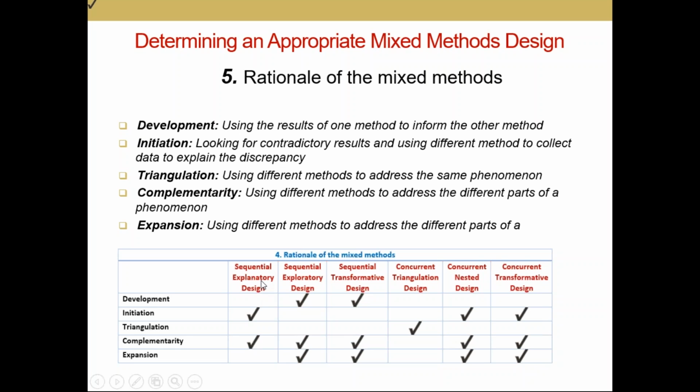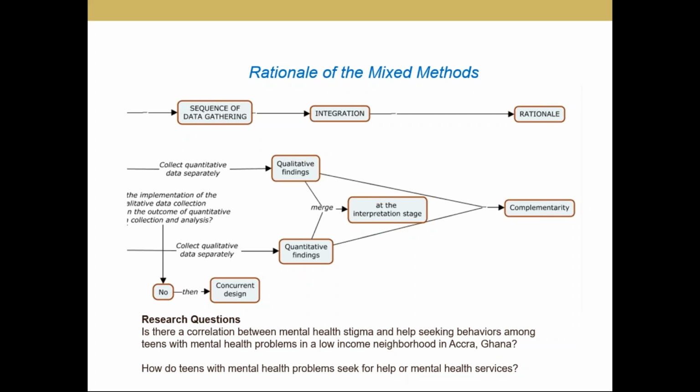Initiation, this is sequential explanatory, because you start with quantitative and realize that maybe the finding is contradictory, and then you want to collect more data to help explain the differences. So you can use initiation for this. Triangulation is for concurrent triangulation design, and complementarity can be used for most of them except the concurrent one. Expansion could be used for the sequential exploratory and also the sequential transformative design.